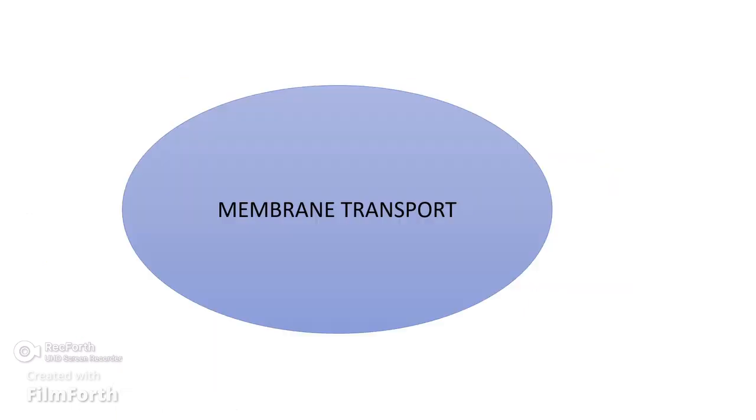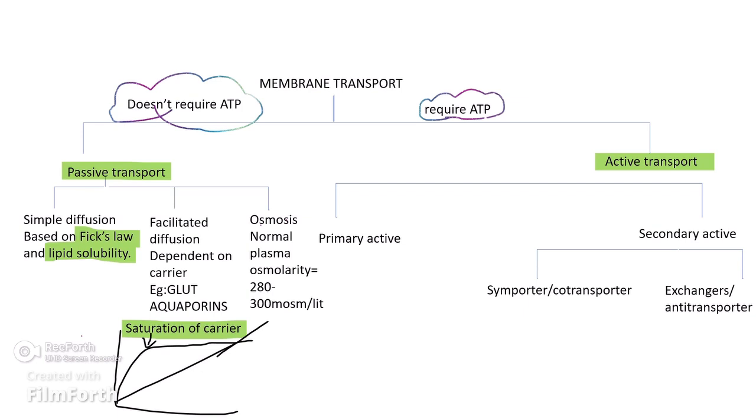In the previous video, we have learned about the cell membrane and its receptors. Now we are going to learn about membrane transport. Transport across membrane. Membrane transport based on ATP requirement. That is, energy is required or energy is not required.